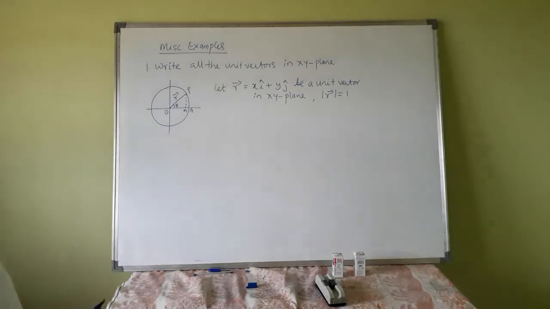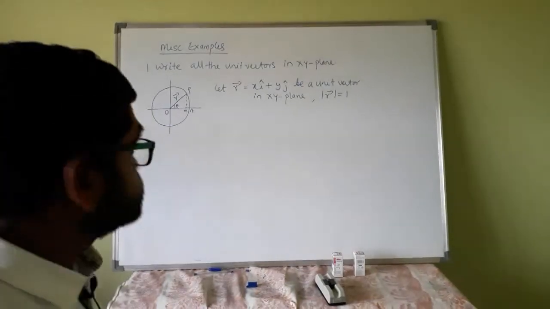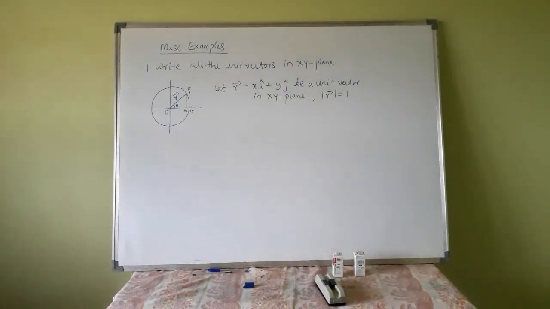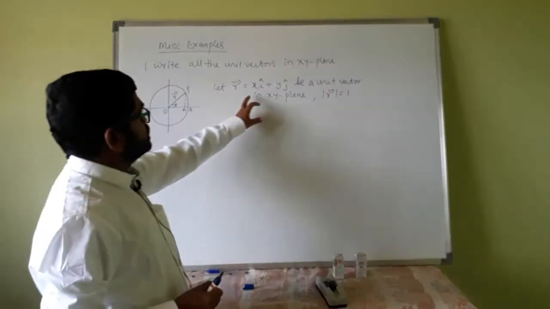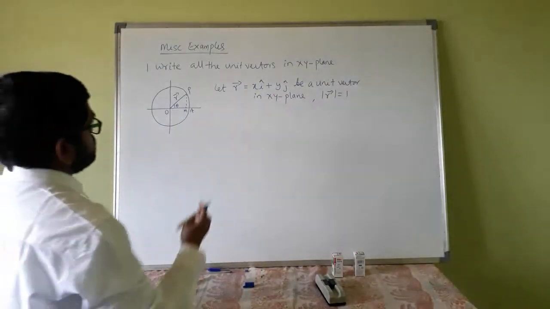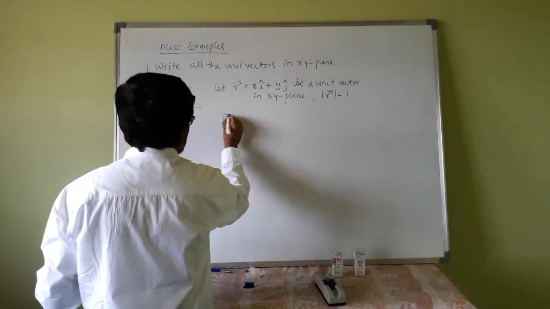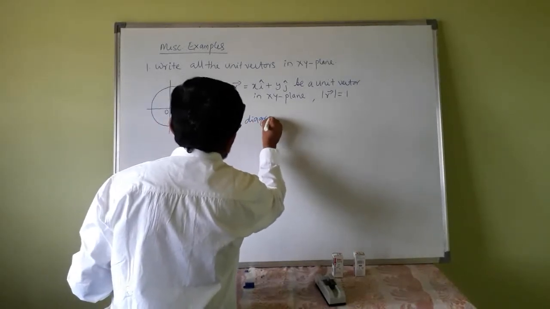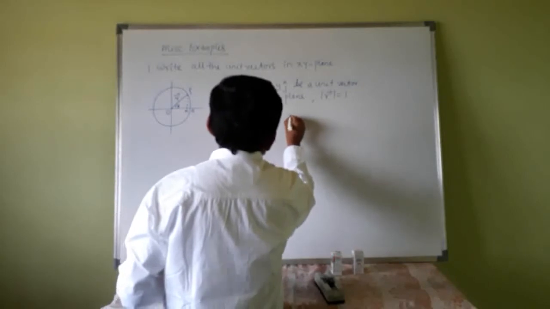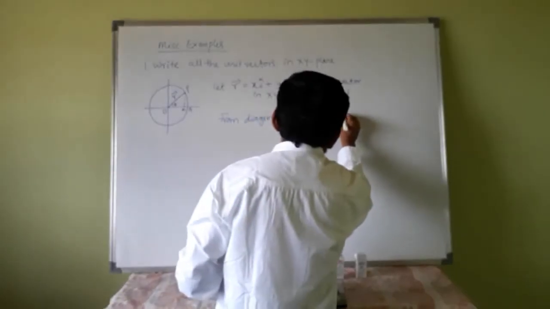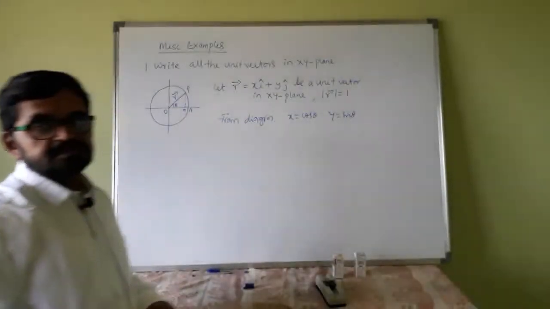Now friends, let us consider miscellaneous examples from vectors. Write all the unit vectors in the xy plane. Let r equal xi plus yj be the unit vector in the xy plane. See from the diagram, this x is equal to cos theta and y is equal to sin theta, isn't it?